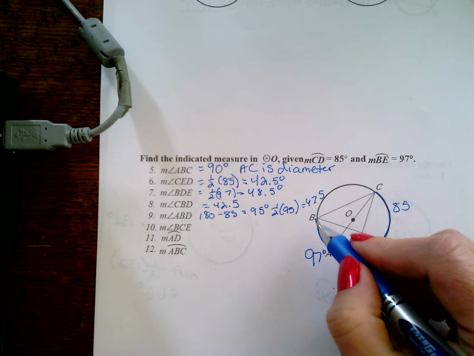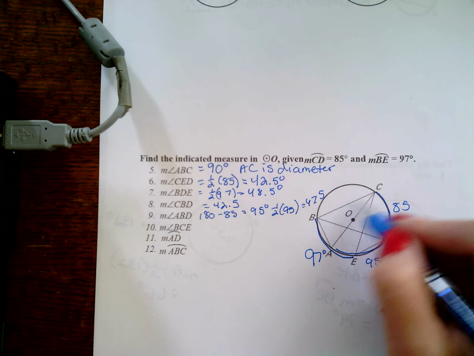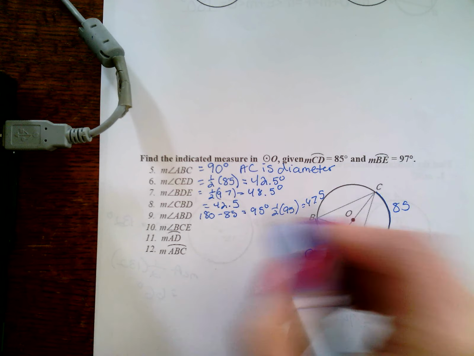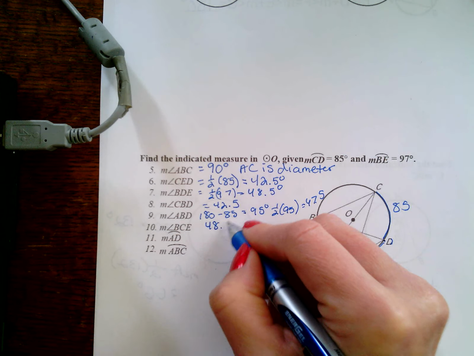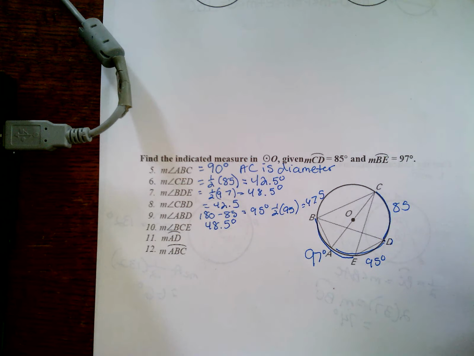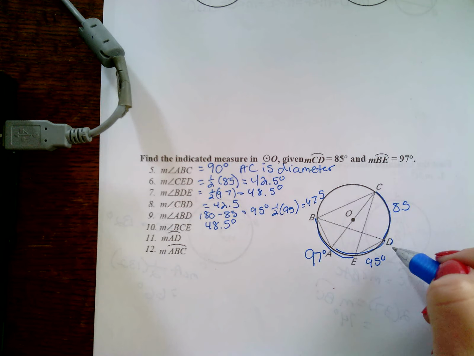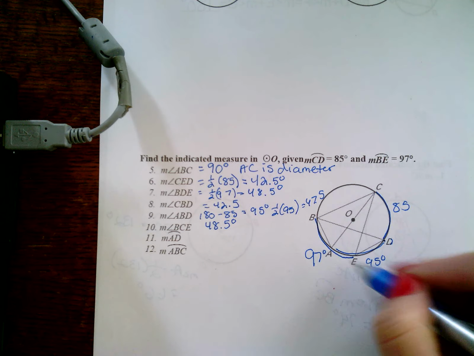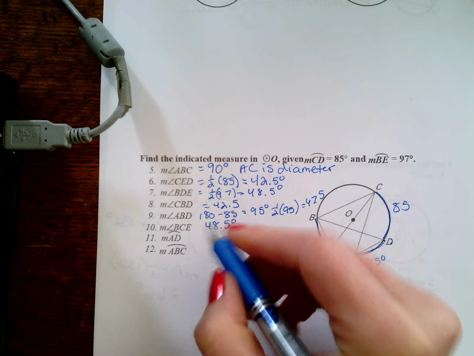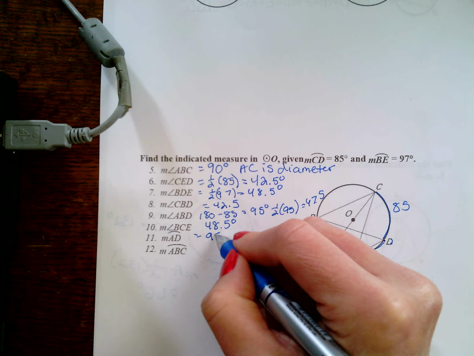Measure of arc AD. Well, we had already figured that out before. We said 95 degrees. And the measure of arc ABC, well, that's a semicircle, because it's opposite the diameter, so it's 180 degrees.